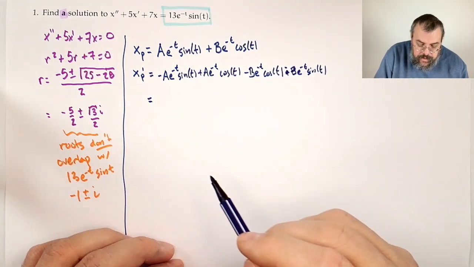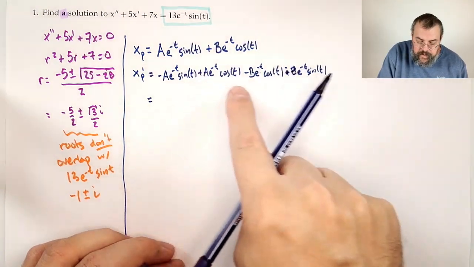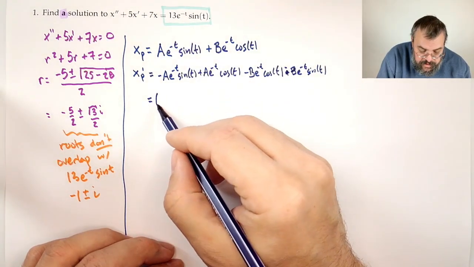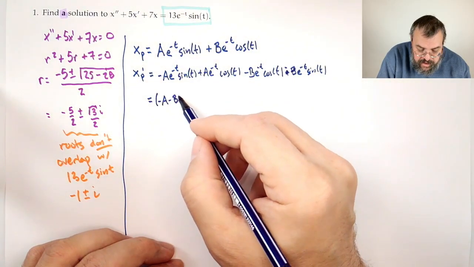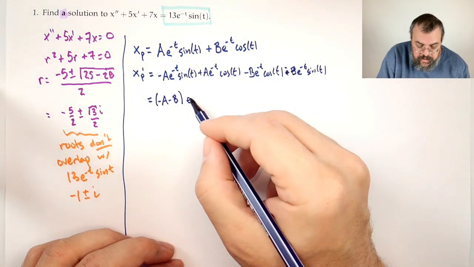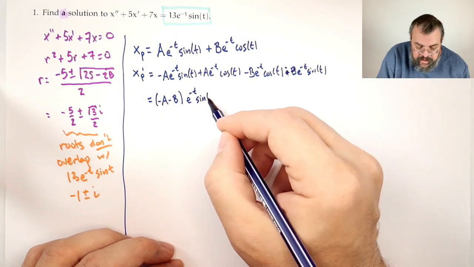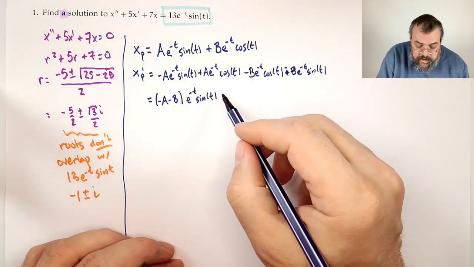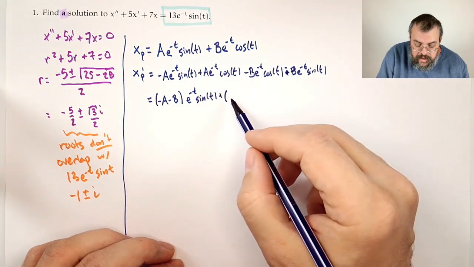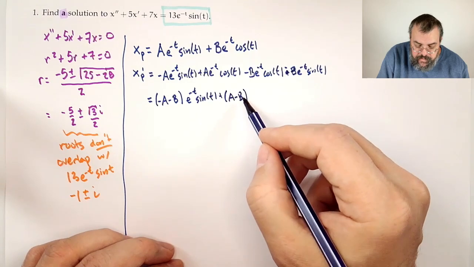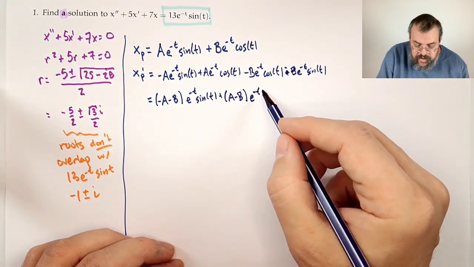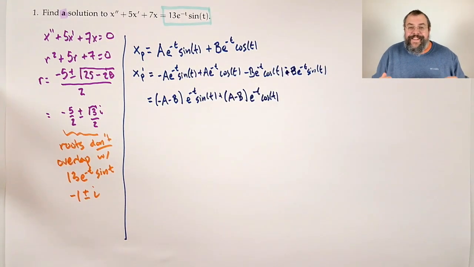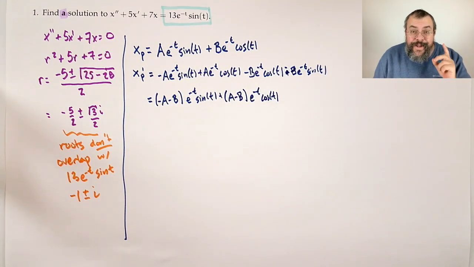And so when we combine, we'll group. See how we have e to the minus t sine t showing up twice? So minus a minus b, e to the minus t sine of t. And then here we have plus a minus b, e to the minus t cosine t. All right, there's derivative number 1.